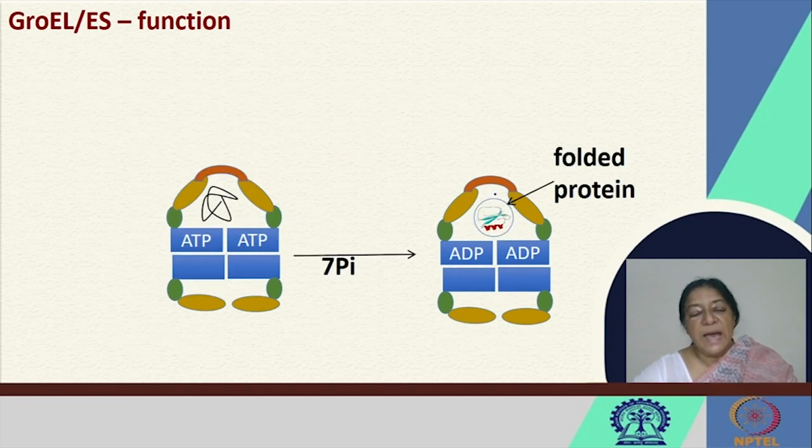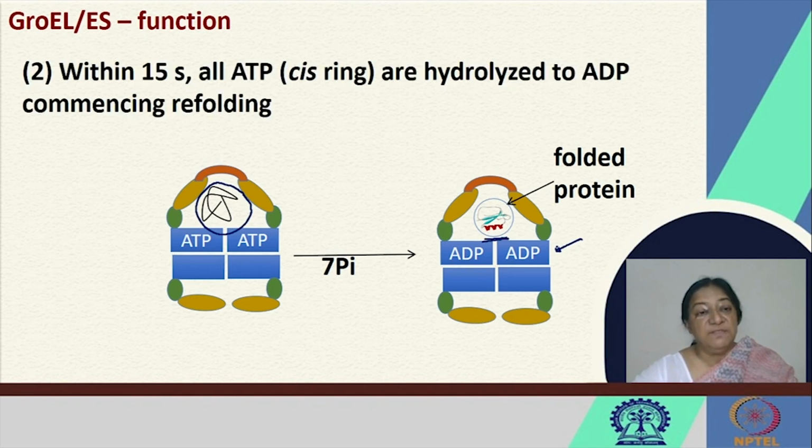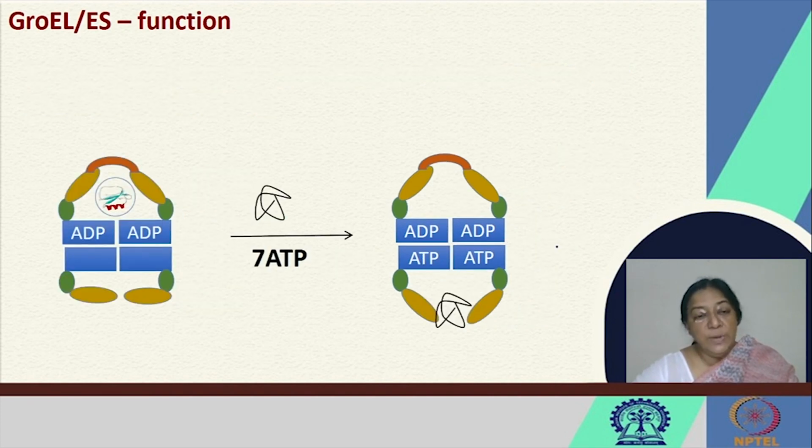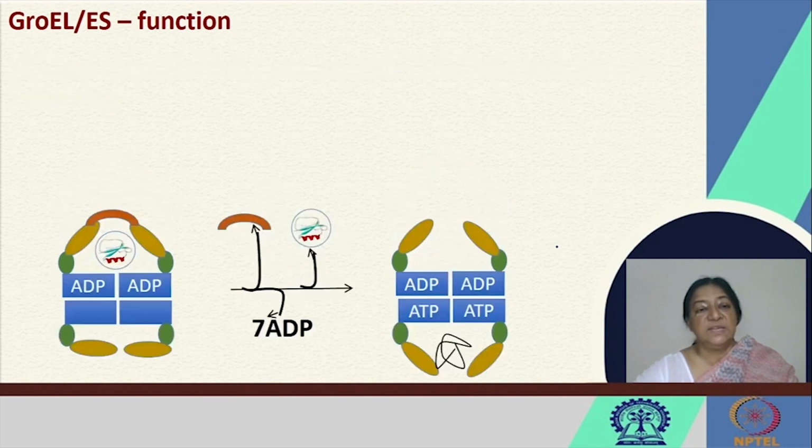Then when the ATP creates the environment that is hydrophilic in nature, we have the folded protein and the ADP form because the hydrolysis has created the hydrophilic environment. Then the cis ring ATP is hydrolyzed. This allows the refolding to occur. Following this, the second misfolded protein binds to the GROEL, that is the trans ring that is inactive at the time.